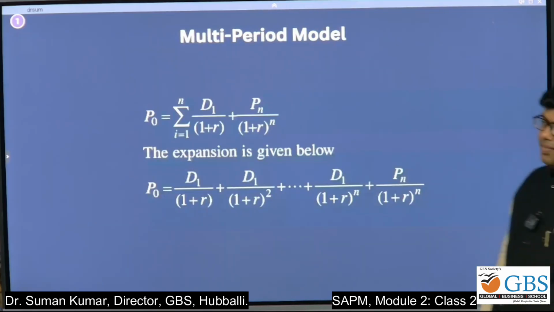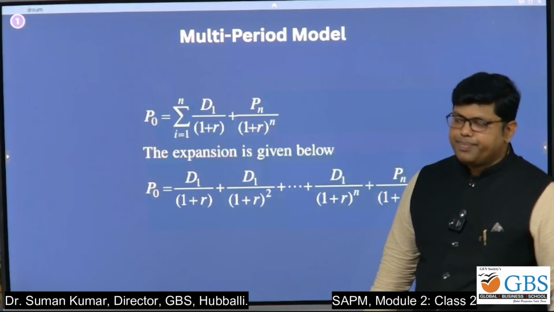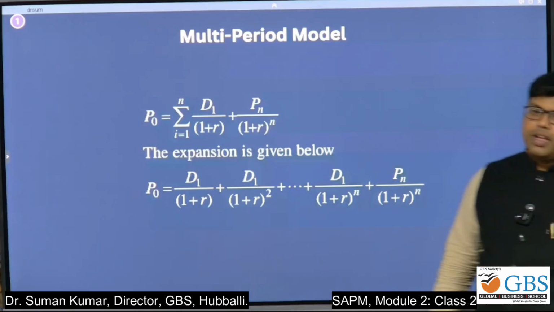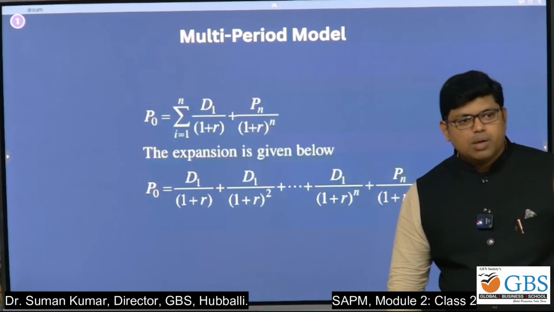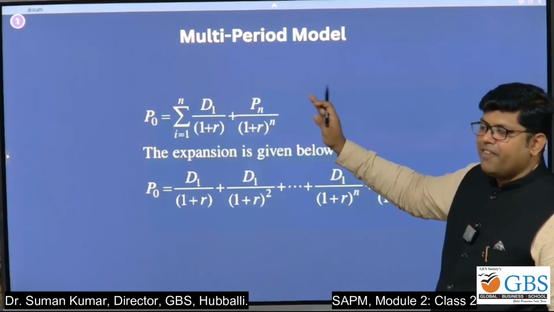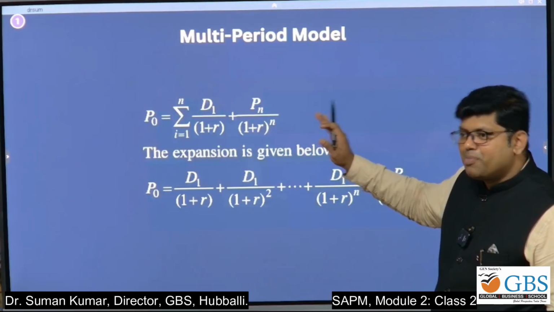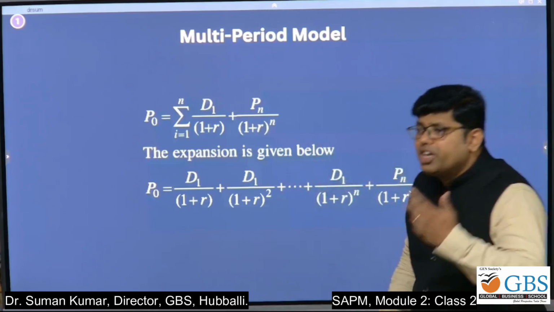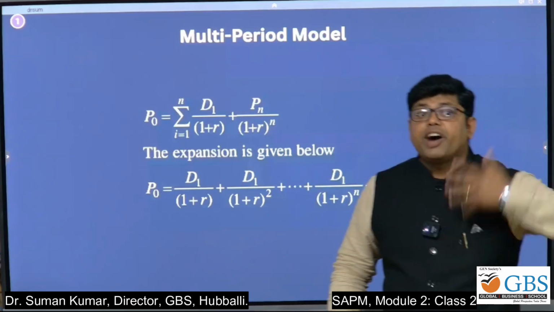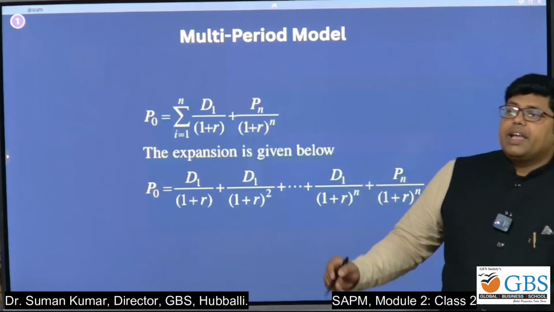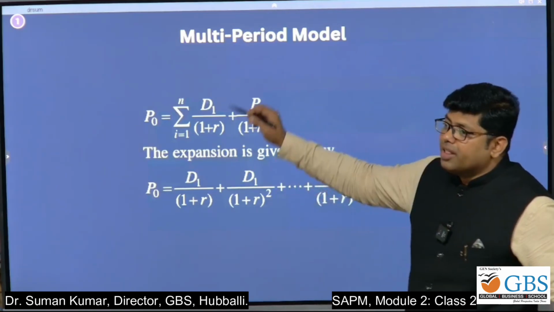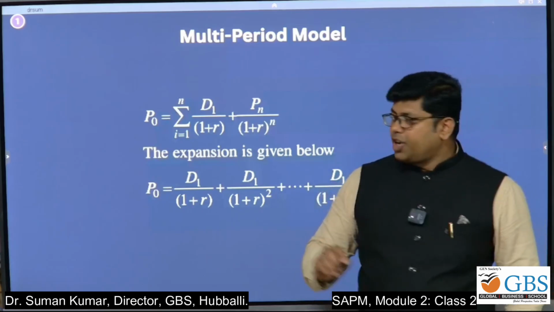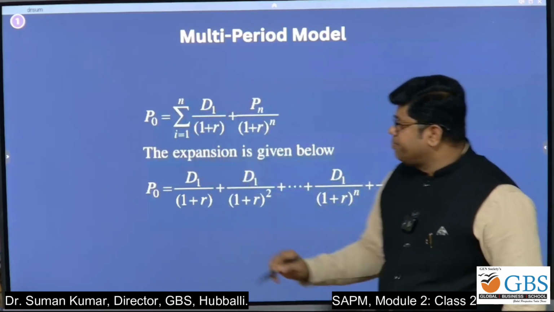Multi-period model, the second model. So what does it mean? That is, if the investor holds that stock for more than 1 year. It may be 2 years, it may be 3 years, it may be 5 years, we don't know, right? If that situation comes, then we are going to use this model in order to find out the intrinsic value of that stock. So let me explain this formula, very simple.